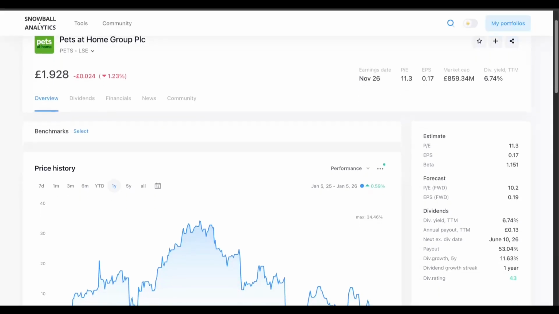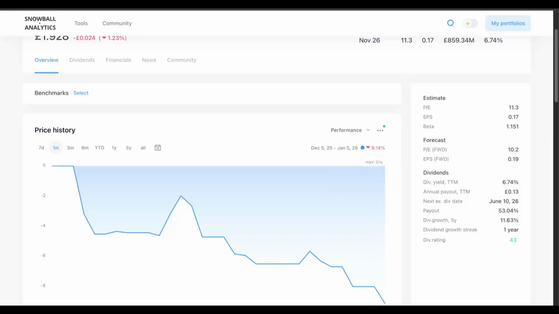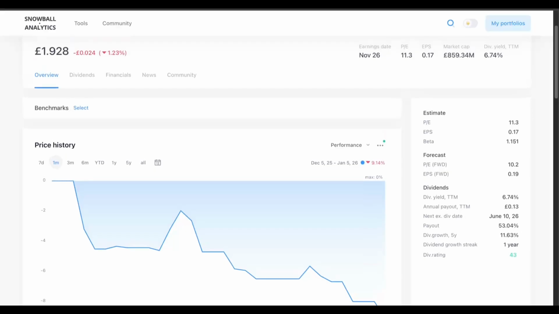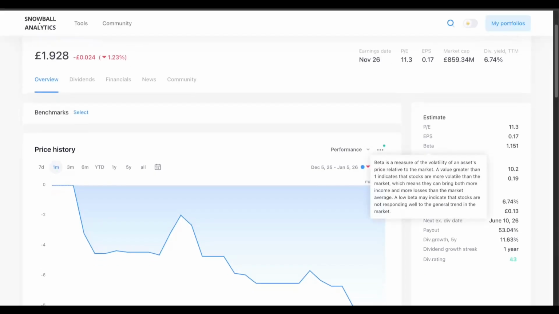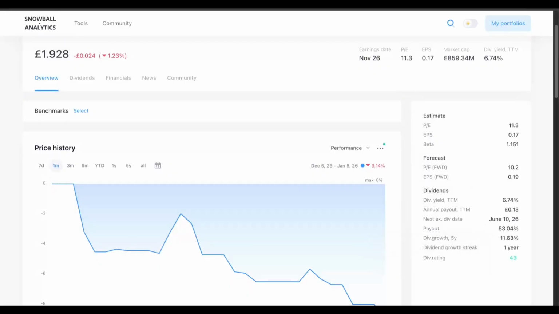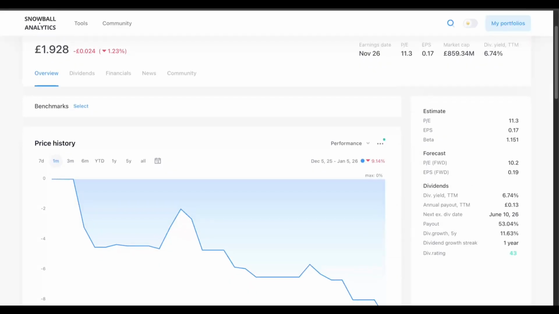The first existing holding I'm going to add to this month is Pets at Home. They are actually down a further 9.14% just over this last month, which means they now have the highest dividend yield in my entire portfolio at 6.74%. And considering they still have a relatively healthy payout ratio at only 53% with a 5-year dividend growth rate at 11.63%, I'm pretty happy to continue adding to my position in this one.